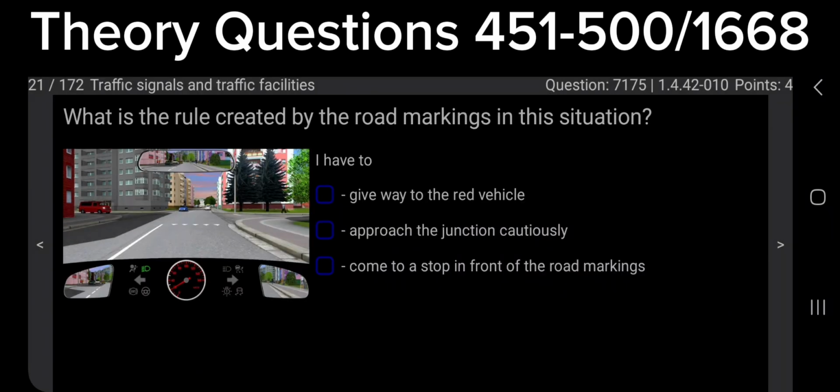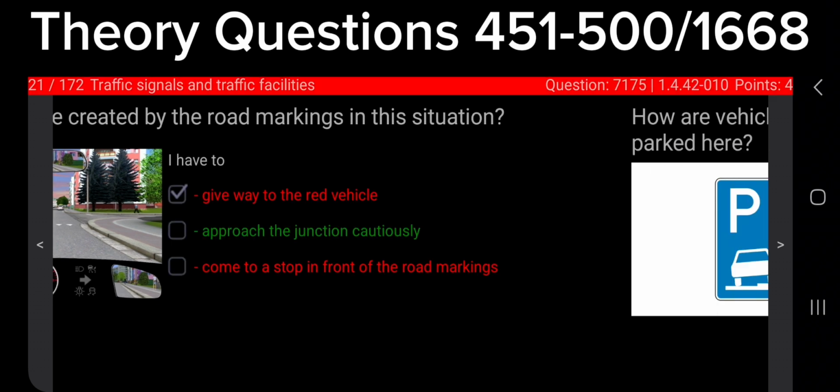What is the rule created by the road markings in this situation? Give way to the red vehicle. Approach the junction cautiously. Come to a stop in front of the road markings.